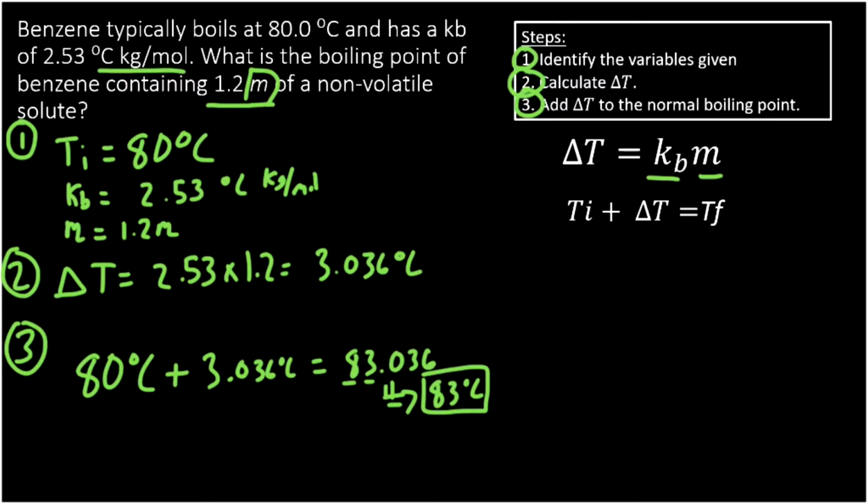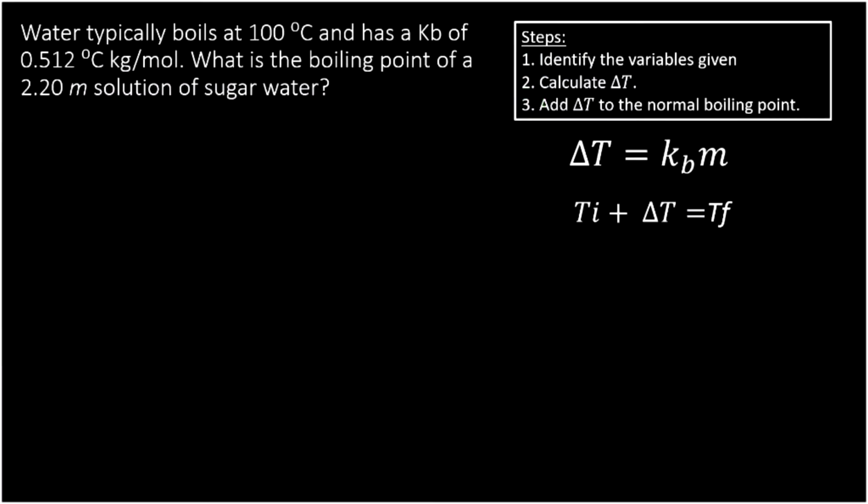Let's do one more example. Here we're told that water typically boils at 100 degrees Celsius and has a Kb of 0.512 degrees Celsius kilograms per mole. What is the boiling point of a solution with a concentration of 2.20 in terms of molality? And in this solution, we actually have sugar water. So sugar turns out also to be a non-volatile solute that we can use to adjust the boiling point.